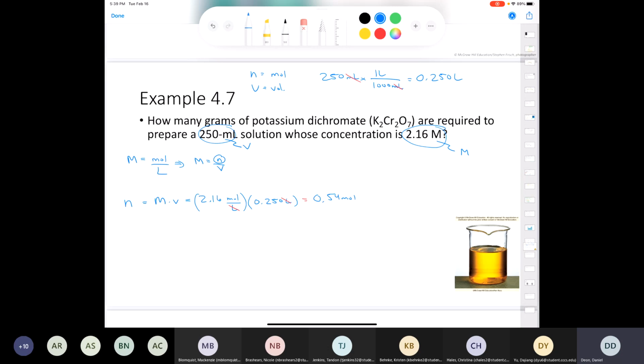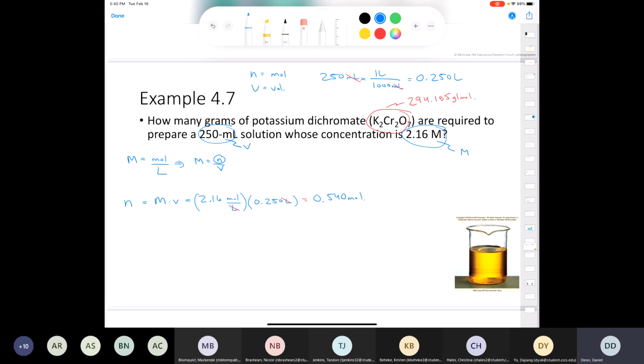Well, we have the number of moles. We can go to the periodic table and calculate the molar mass of potassium dichromate, can't we? We add up the mass of 2 potassiums, 2 chromiums, and 7 oxygens. When you do that, you end up with 294.185 grams per mole. I have way too many sig figs, but whatever. In fact, I should have put an extra sig fig here, shouldn't I? There we go, 0.540 moles.